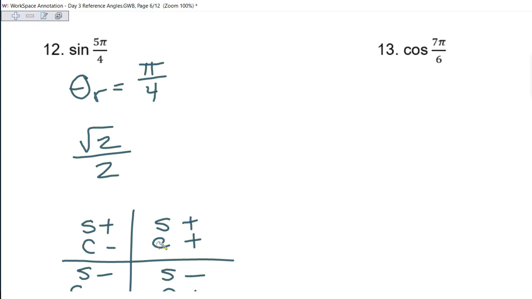So 5 pi over 4. If I'm counting by pi over 4s, it's 45 degrees. So here would be 1 pi over 4, 2 pi over 4, 3 pi over 4, 4 pi over 4. So 5 pi over 4 would terminate in which quadrant? 3. So the sine in quadrant 3 needs to be negative. So my answer needs to be negative square root of 2 over 2. Next one, number 13. If I have a cosine of 7 pi over 6, what's the reference angle?